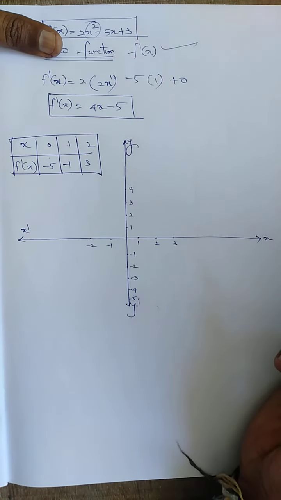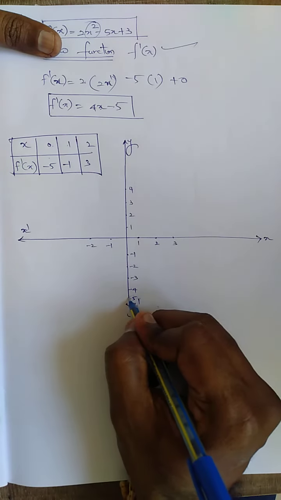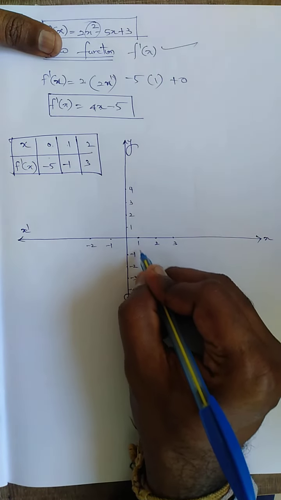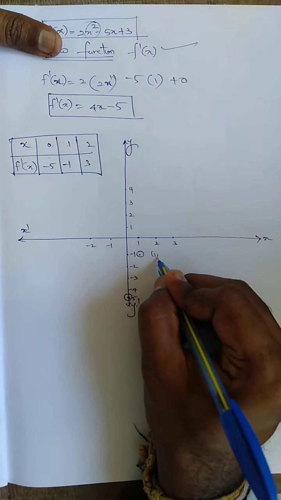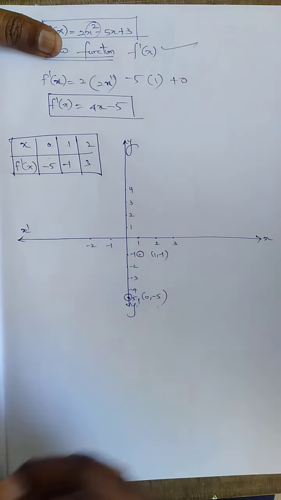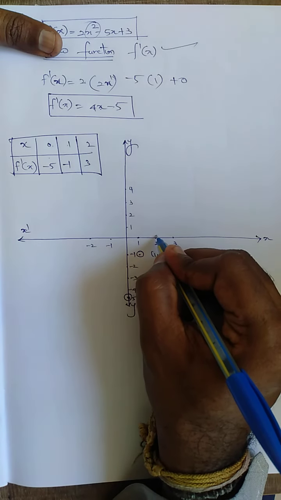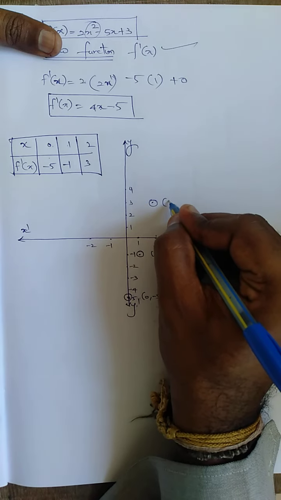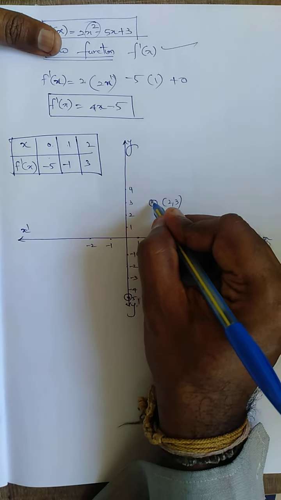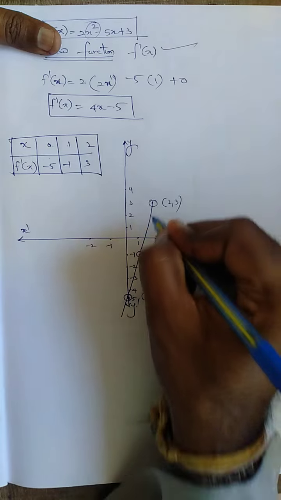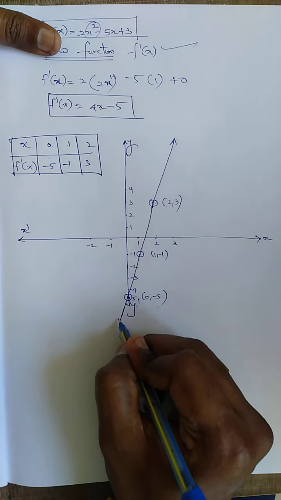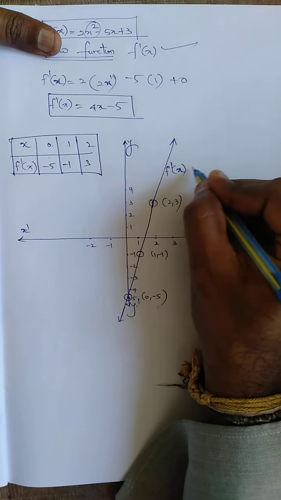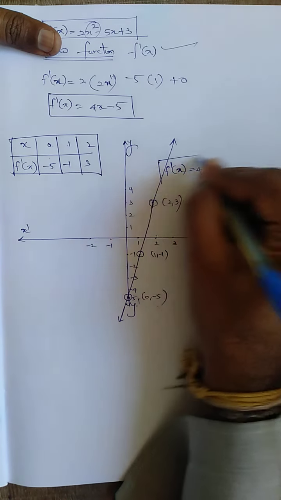First point, 0 comma minus 5, comes here. 1 comma minus 1 comes here. 2 comma 3 is 2 here and 3 here. Now join these points. If we join these points, it comes as a straight line. This line is nothing but f dash of x, which is 4x minus 5.